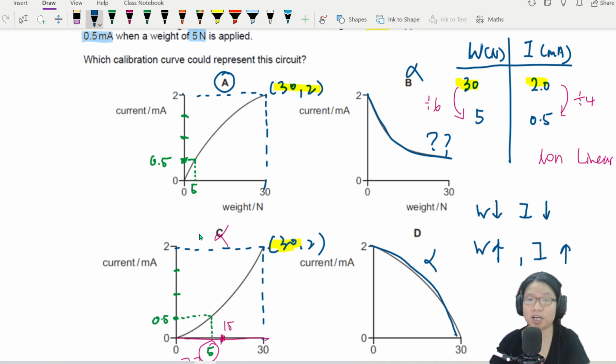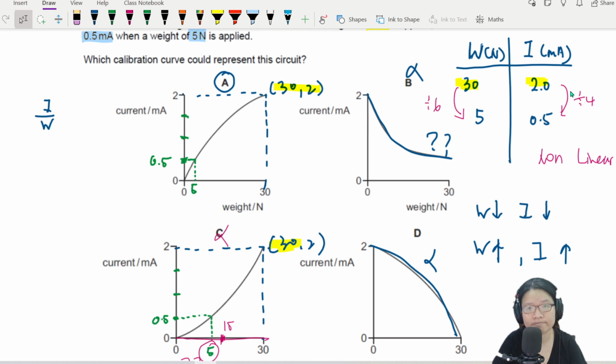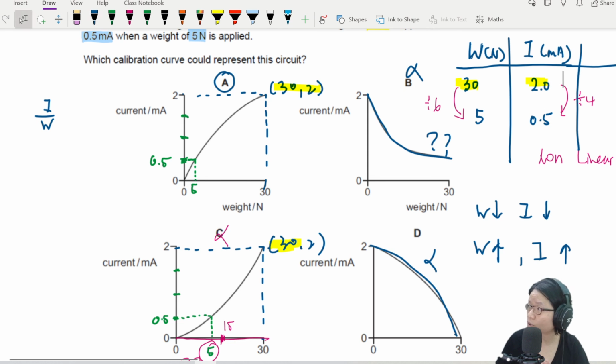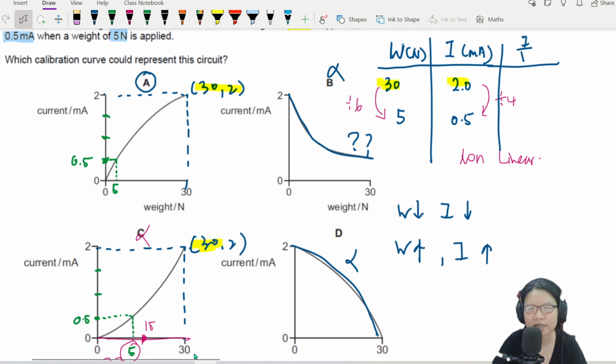Another way is to actually look at gradient. So if you think about gradient, this gradient, 30 divided by 2, so 2 divided by 30, because you can look at the ratio of I over W. So if I draw another line here, let's make sure it shows on the screen, and I think about I divided by W. This is just an extra step if you need it. I divided by W because I can use this ratio to consider gradient.